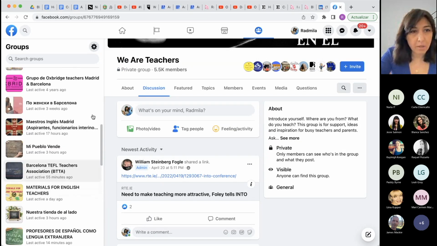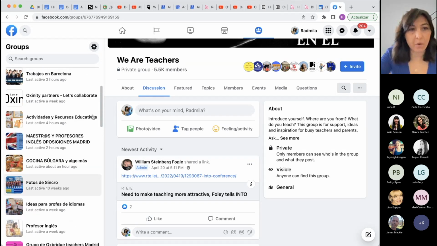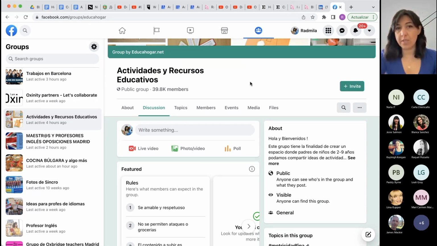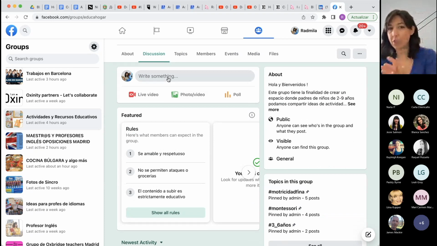Maybe there is another one which is more suitable. I don't know. Here, yeah? So in this one, activities and educational resources, maybe I can leave that content with a message saying, fantastic opportunity for P3, P4 level students to learn this and this. And I leave it and I share it that way.